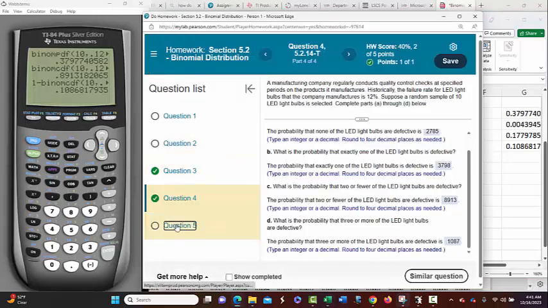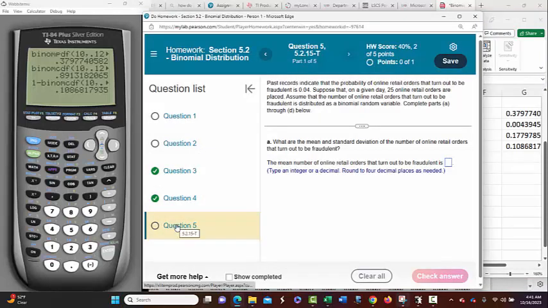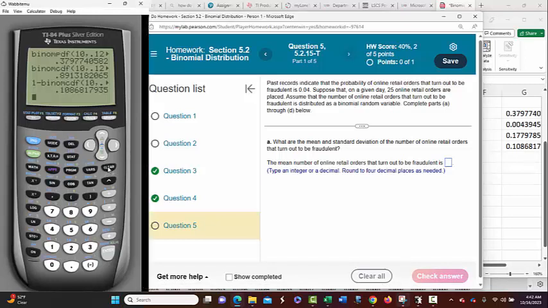All right, let's do one more and that'll be enough of this. Online retail orders, probability 0.04. 25 retail orders are placed. Assume it's a binomial random variable. What are the mean and standard deviation? And you can verify this in the notes. This is not a command in either Excel or the calculator, so I'm just going to use the calculator. It's not like it's something special in Excel.